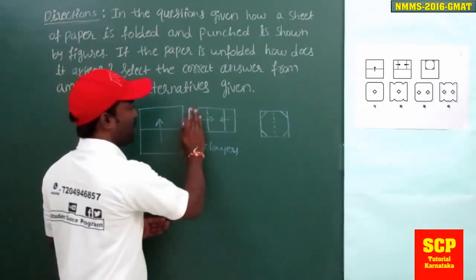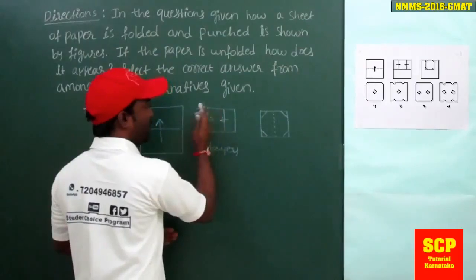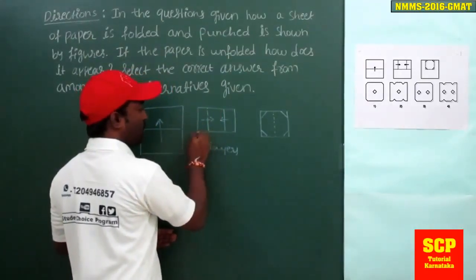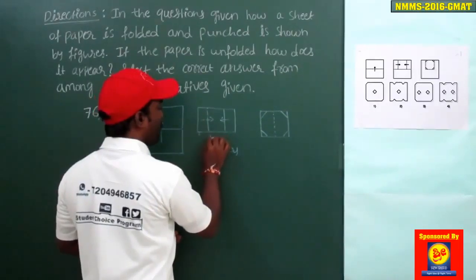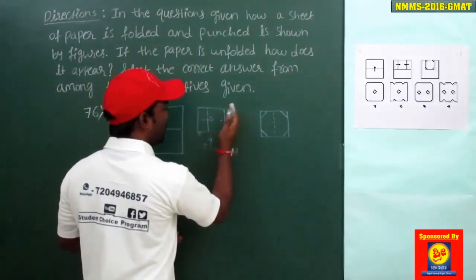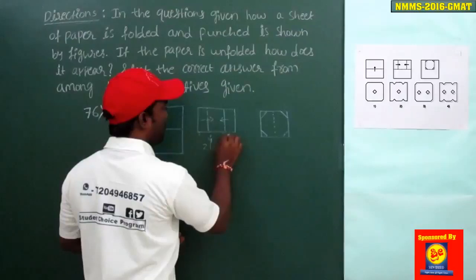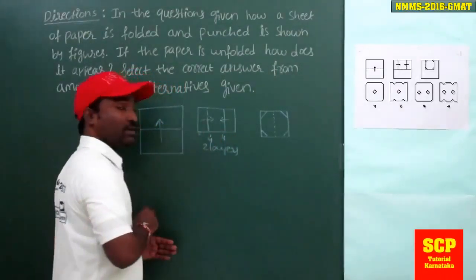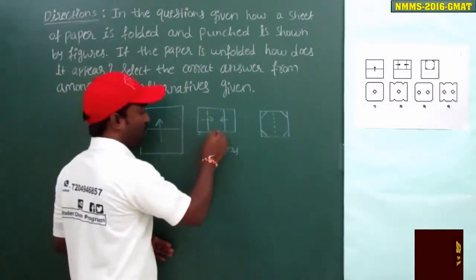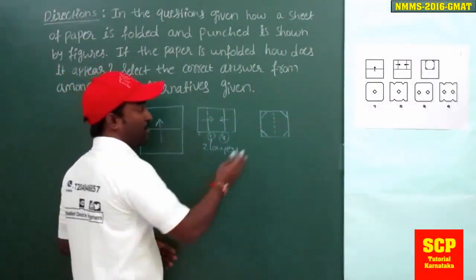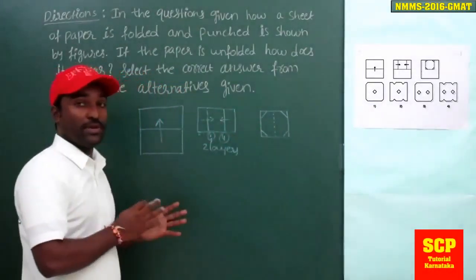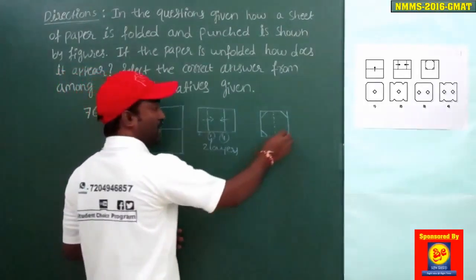Now after this, the paper is folded like this. That means here I already got two layers. Once it is folded like this, it is going to become four layers here. Now once again this paper is folded like this. Here I am going to get four layers. Okay, at this point I got four layers. At this point, four layers. Now the paper is cut. The paper is cut in an inclined direction.